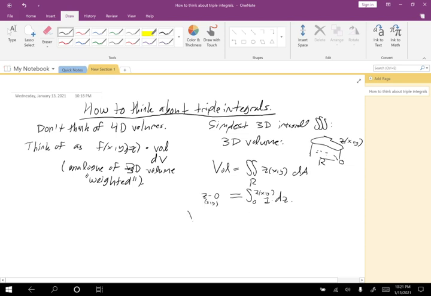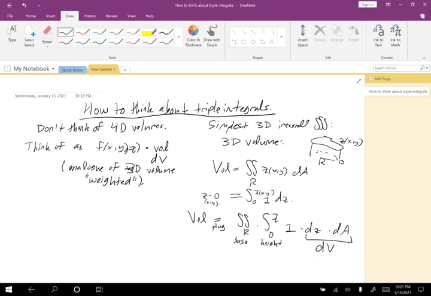So let's just plug this in. So volume is the double integral over r times the single integral of the heights. I would say this is the base, and this is the height. Base times height is volume. And then we have 1 times dz dA. And this thing we'll call dV. That's the volume of a small cube. And so this is a triple integral.